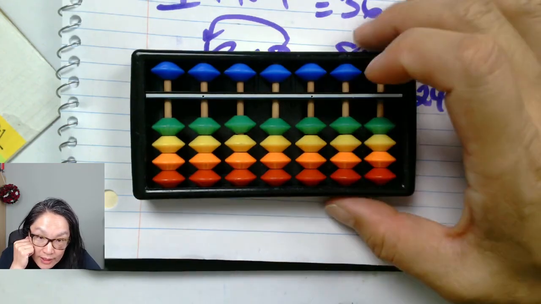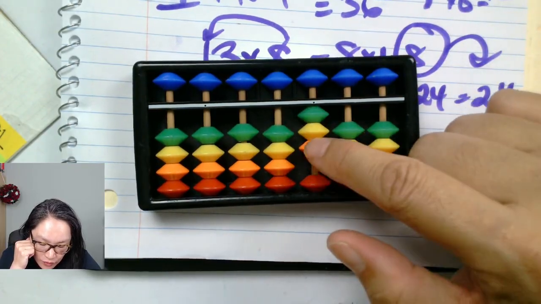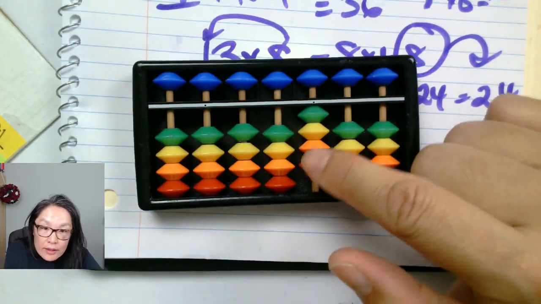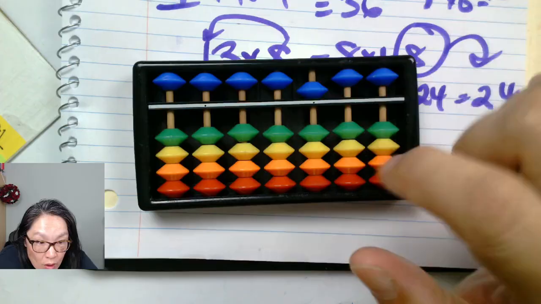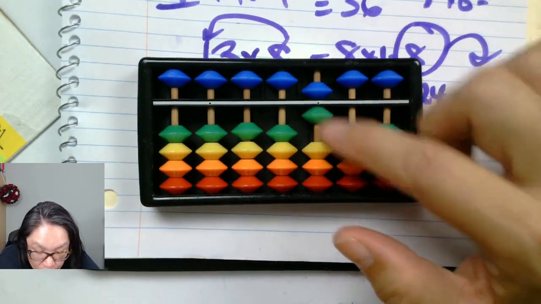So when we read it, this is my abacus. When we read it, we count 1, 2, 3, 4, and then we have 5. The top bead will always be 5. Thank you for the hearts. Because this is 5, now we can do 6.